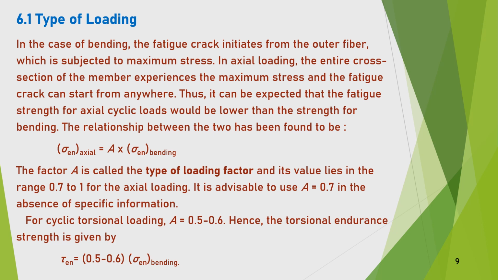The relationship between the two has been found to be sigma_e axial equal to factor A multiplied by sigma_e bending. The factor A is called the type of loading factor and its value lies in the range 0.7 to 1 for axial loading. It is advisable to use A equal to 0.7 in this type of loading in the absence of specific information. For cyclic torsional loading, the factor A is equal to 0.5 to 0.6. Hence, torsional endurance strength is 0.5 to 0.6 times the endurance strength in bending.